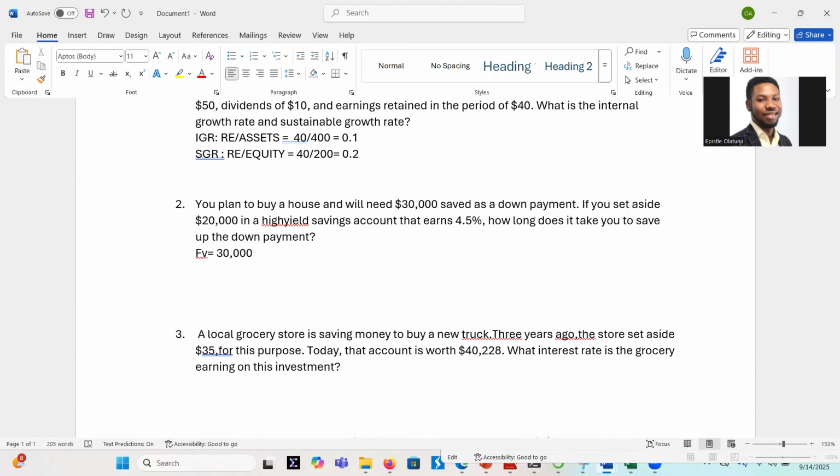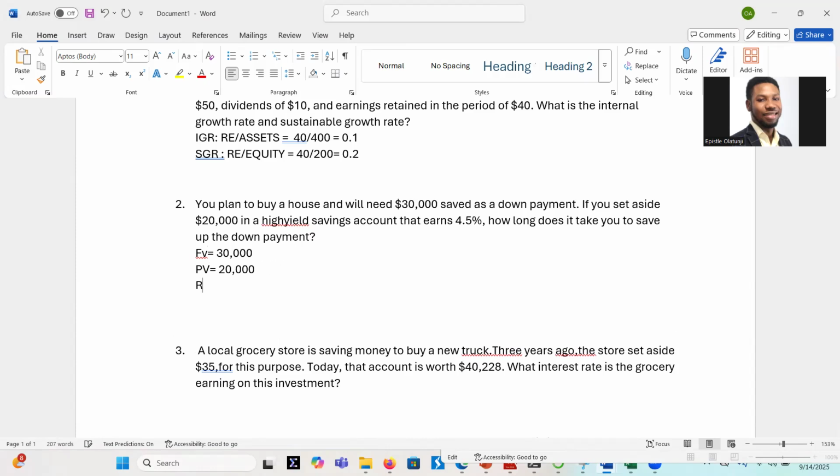Now, if you set aside $20,000, what does it mean to set aside $20,000? It means you have the $20,000 now. That will be your present value, in a high yield savings account that earns 4.5%. So your 4.5 will be your rate, which is 4.5%. Or if you're using a calculator, it's going to be I/Y equals 4.5.